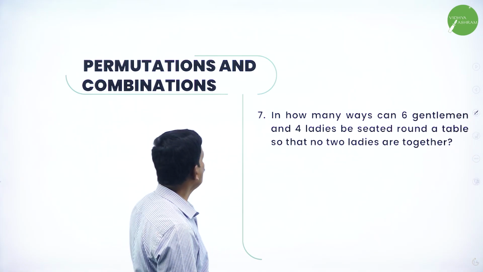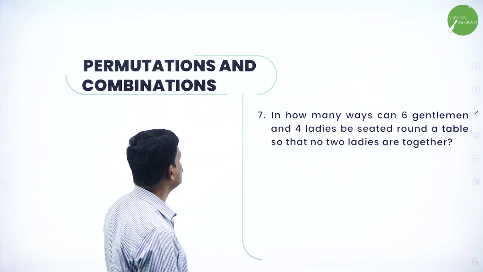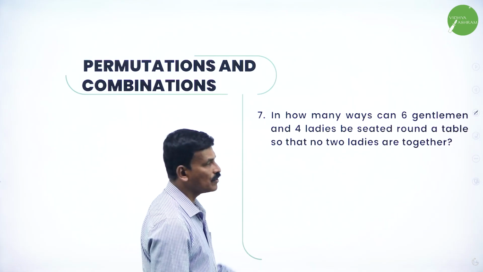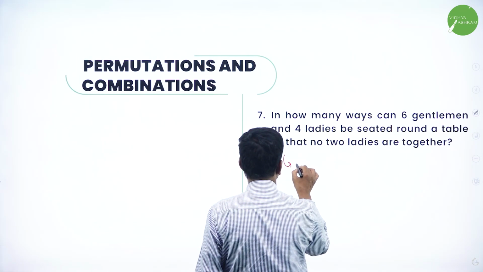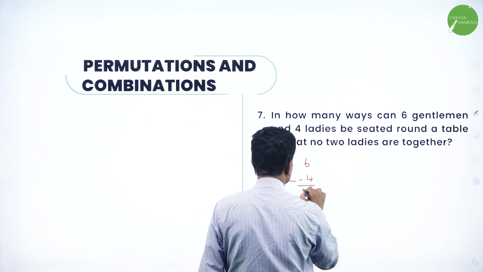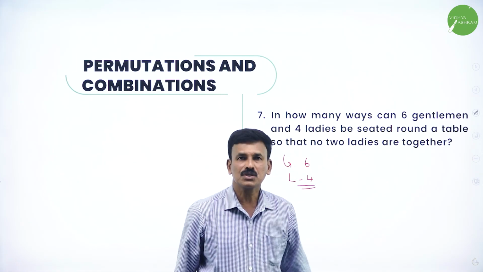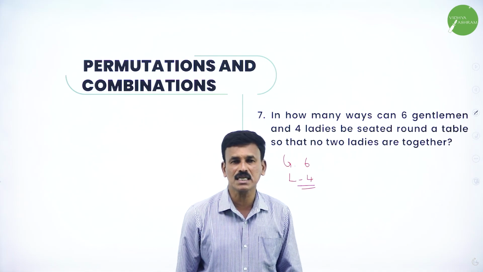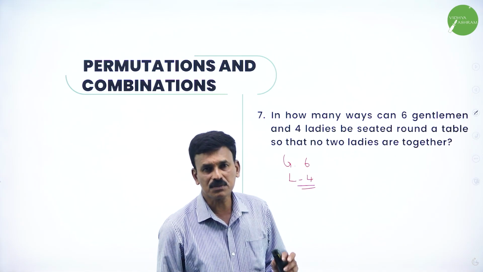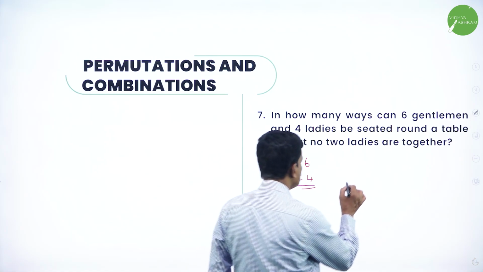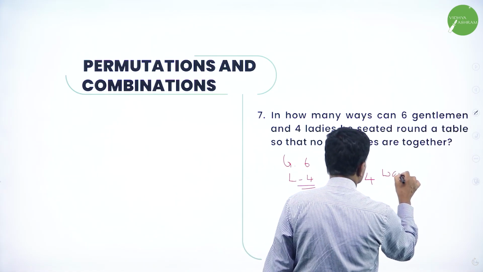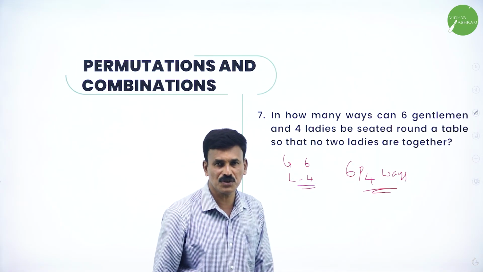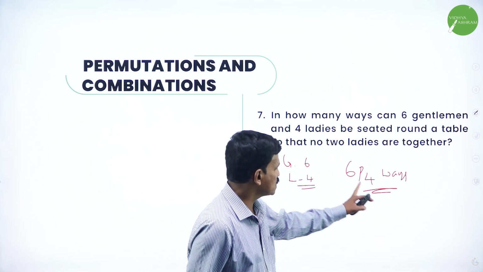The problem: in how many ways can 6 gentlemen and 4 ladies be seated round a table so that no 2 ladies are together? Now in the problem there are 6 gentlemen and 4 ladies. So there are 6 vacant places between the 6 gentlemen. So these vacant places can be filled by 4 ladies. So 6 vacant places can be filled by 4 ladies in 6P4 ways. So therefore this is the first arrangement.